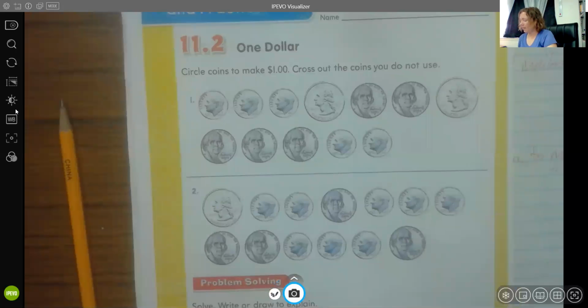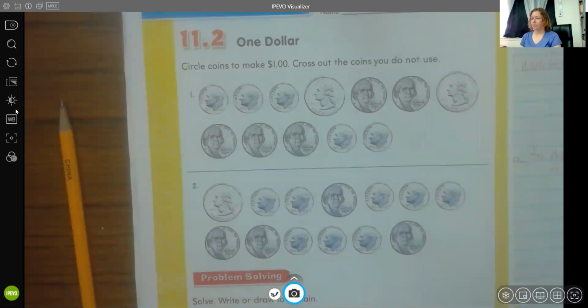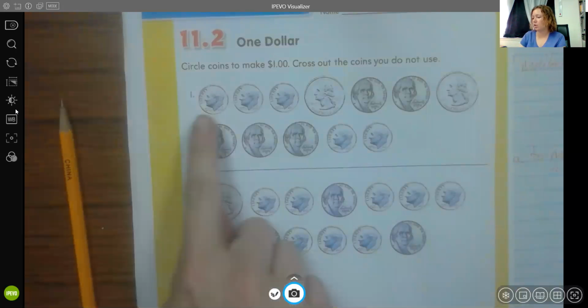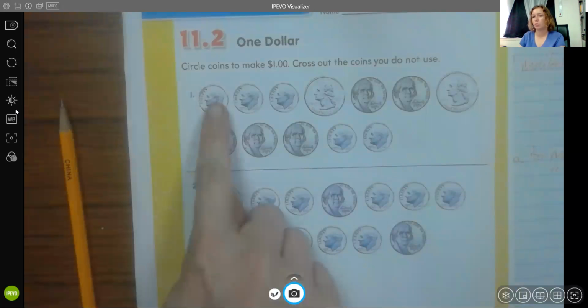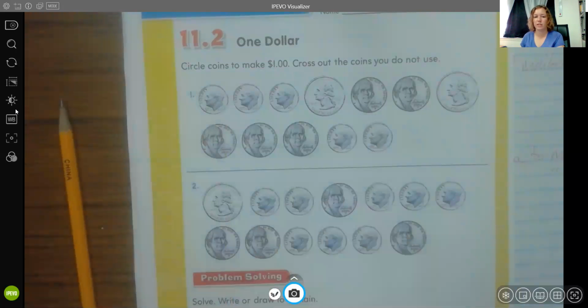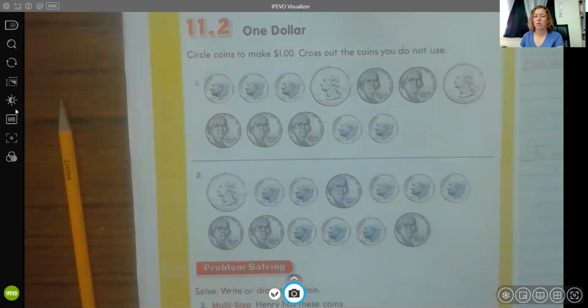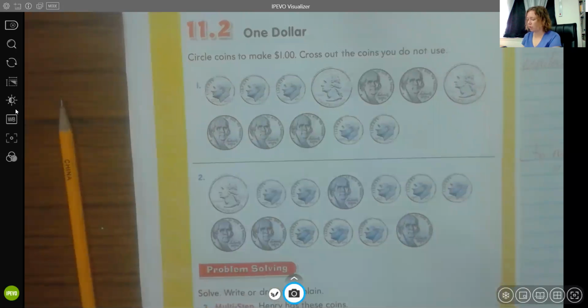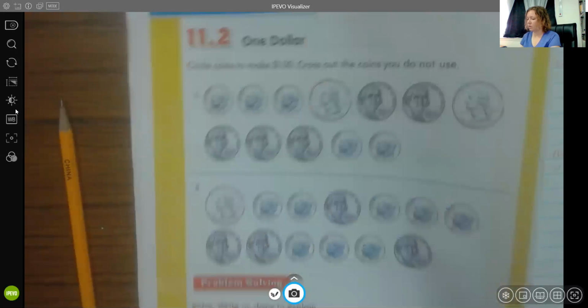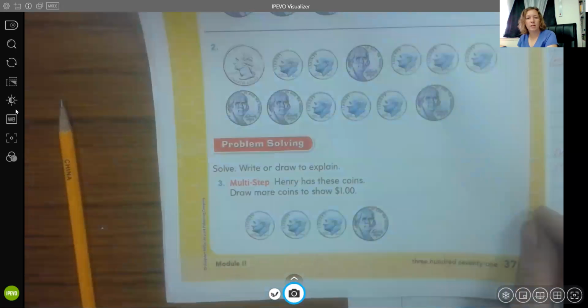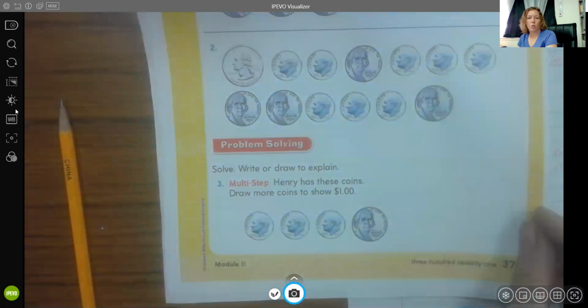Okay, page 371. Circle coins to make $1. Cross out the coins you do not use. Okay, so number 1, again, you have dimes and quarters and nickels. I don't see any pennies. Number 2, you're going to do the same thing. Circle the coins to make $1. Cross out the coins you do not use. And number 3, Henry has these coins. Draw more coins to show $1.